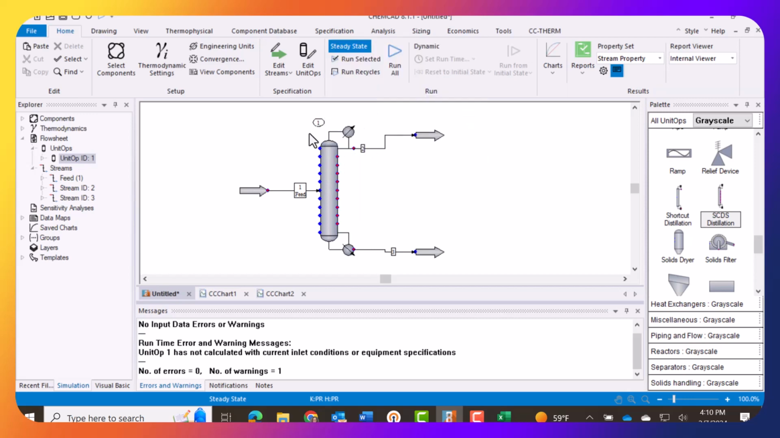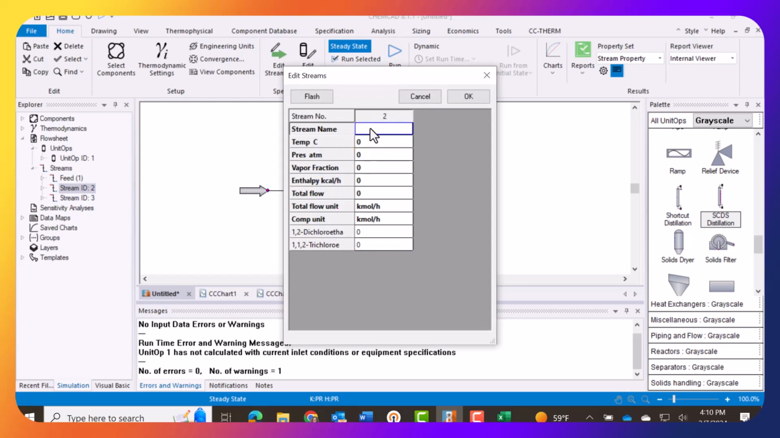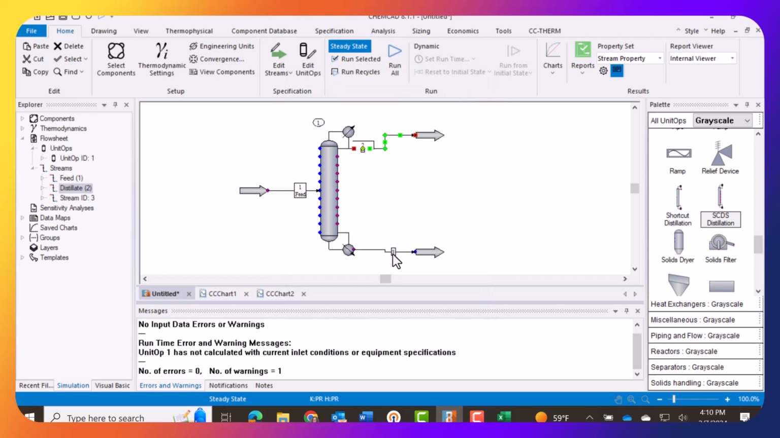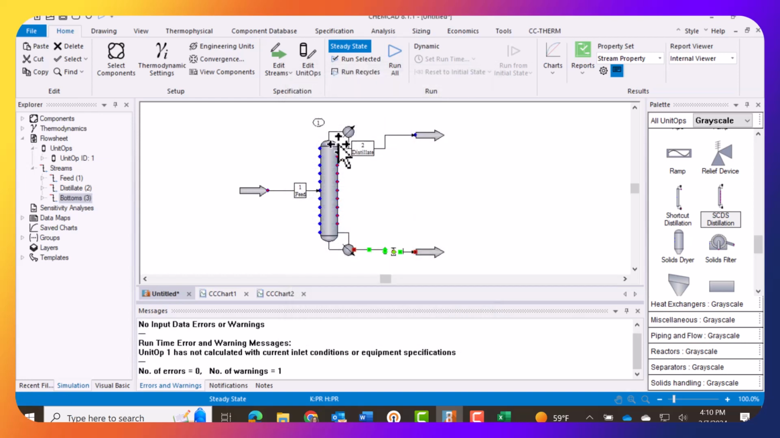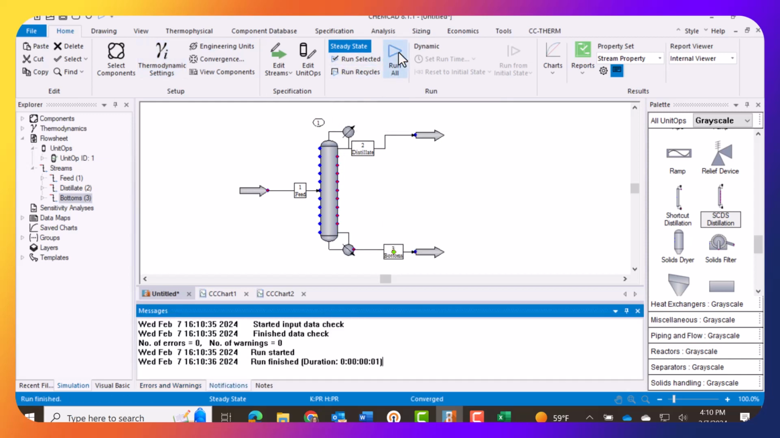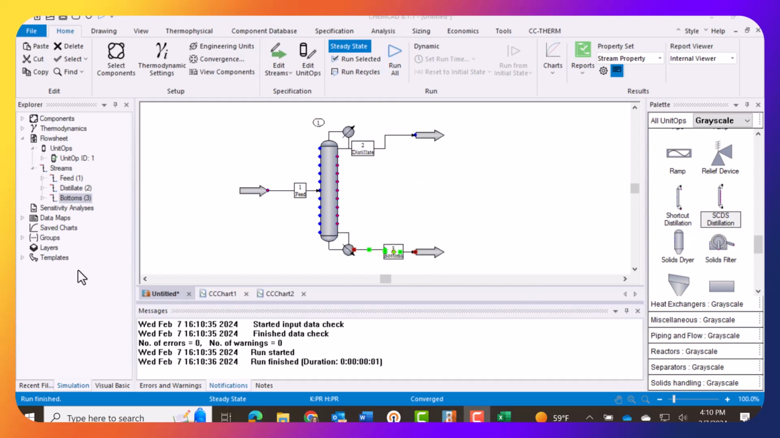I've got this done. I can name these streams if I wish. So I will name this stream distillate. There we go, I can type. I will name this stream bottoms. Okay. And now I'm going to run my simulation. All right, it had no errors and no warnings.